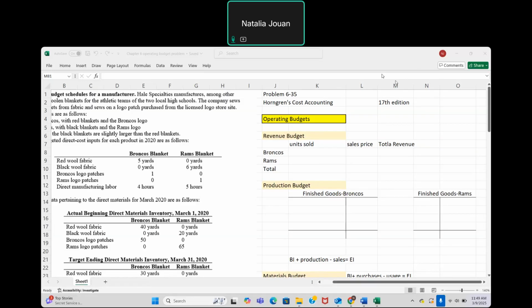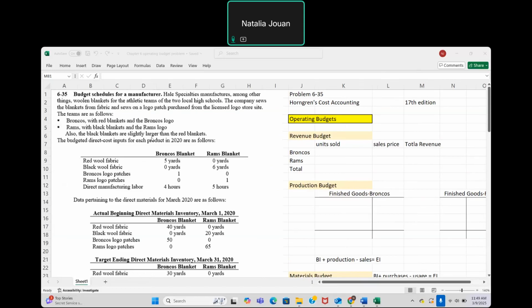We're going to be solving problem 6 from chapter 6, problem 35 of the Horngren's Cost Accounting book. This is our 17th edition. All right, so here are the solutions. First of all, let's read through the problem since I'm making a few changes to it.